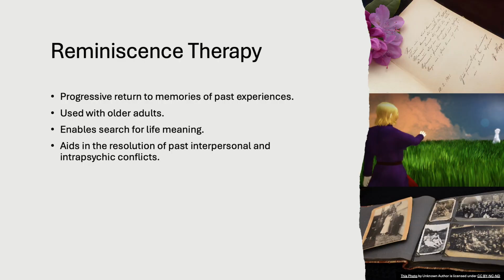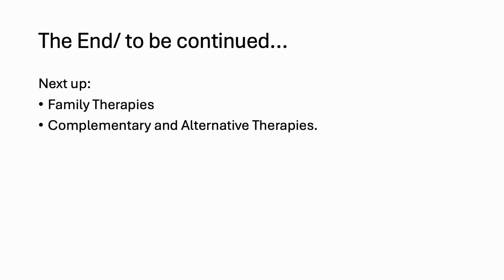For reminiscence therapy, we're going to conclude with reminiscence therapy. So this is characterized by a progressive return to memories of past experiences. It's often used with older adults, and it enables participants to reach for meaning in their lives and strive for some resolution of past interpersonal and intrapsychic conflicts. This concludes part 1 of the non-pharmacological treatment chapter of the Purple Review book.